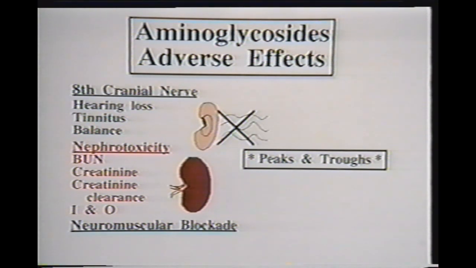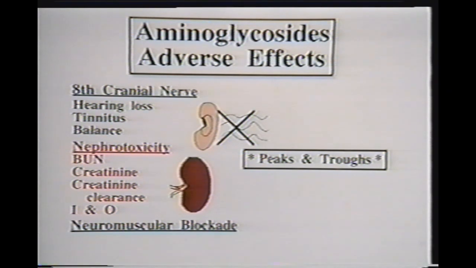Now, this is a category of drugs where you absolutely positively have to know the adverse effects. And the two biggie ones are eighth cranial nerve damage and nephrotoxicity. Now, eighth cranial nerve, as you remember, is the auditory nerve. So these patients have hearing loss, tinnitus, ringing in the ears. They have balance problems. The nephrotoxicity, to pick that up, you need to monitor BUNs and very specifically creatinine levels. You might want to keep an eye on intake and output as well.